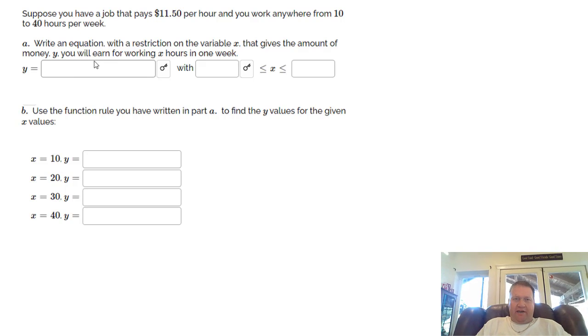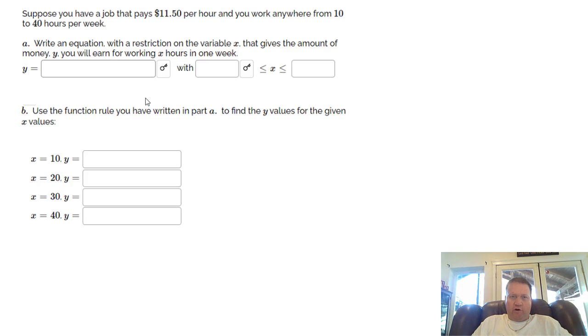So we're going to look at a function rule for a real world situation. In this case, the real world situation is that you have a job and the job pays you $11.50 per hour. Well, there's no one-time bonus, which means you don't get paid unless you show up to work. So you make $0 for 0 hours, and for every hour after that, you make $11.50 per hour.